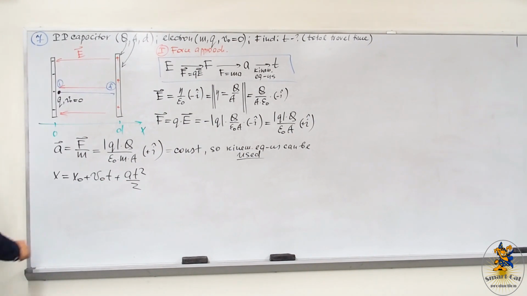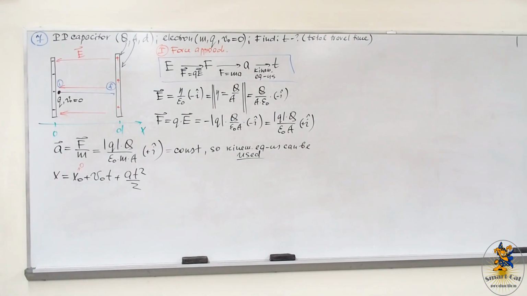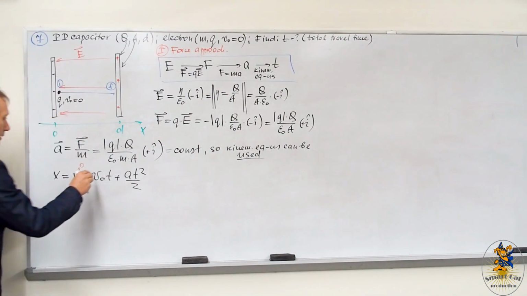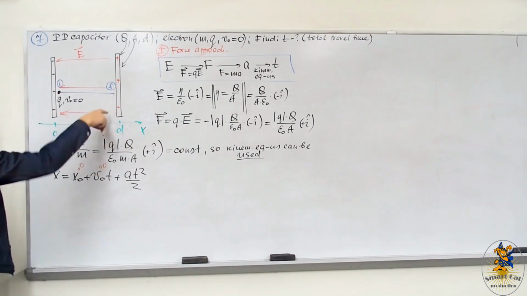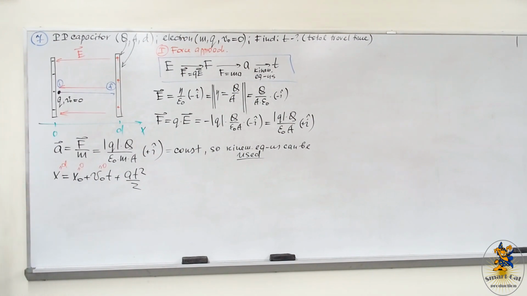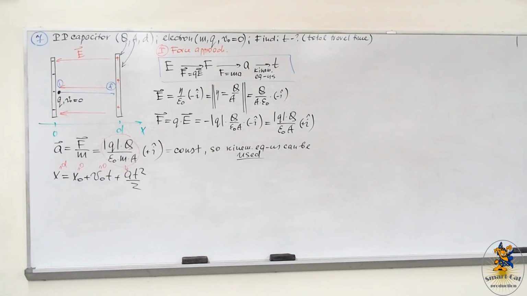Okay, so now let's simplify. X naught, we started from the origin. We released an electron from the origin, so x naught equals 0. Initial velocity also, it is released, 0. The final position is at the positive electrode, so x is d. Acceleration, we just found. So let me just solve it first for t with a, and then I will plug in the expression for the acceleration.